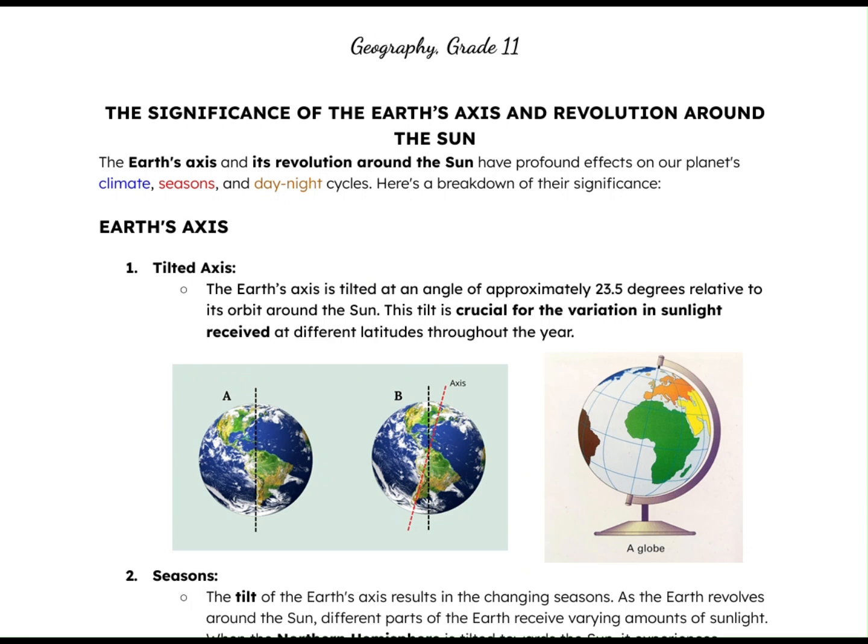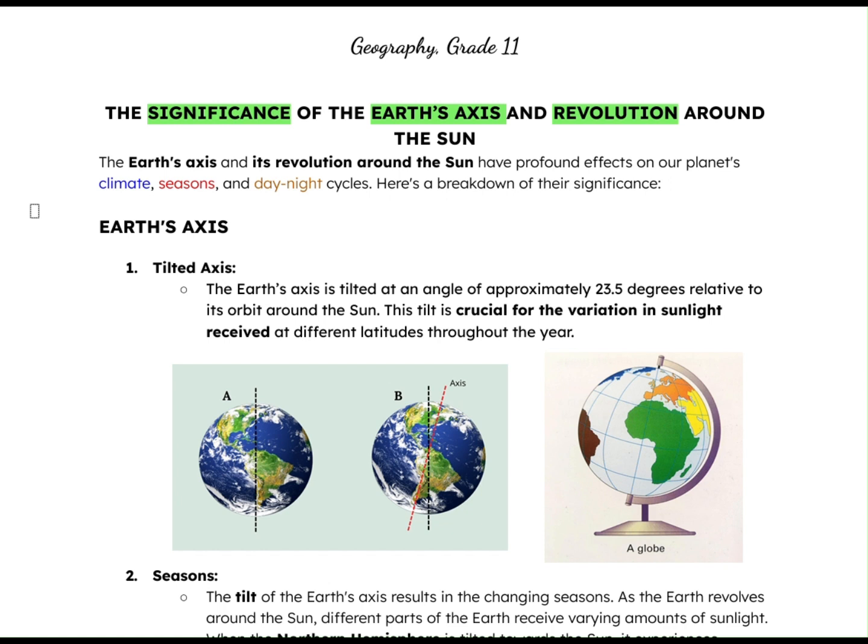Today's session will be about the significance of Earth's axis, as well as the significance of Earth's revolution around the sun. Why that is important, that's what we're going to be looking at, right? As the information states here, the Earth's axis and its revolution around the sun have profound effects on the planet's climate, seasons, and day and night cycles.